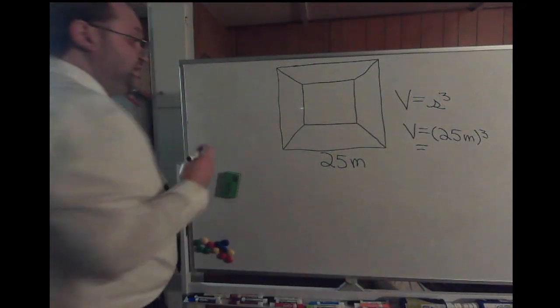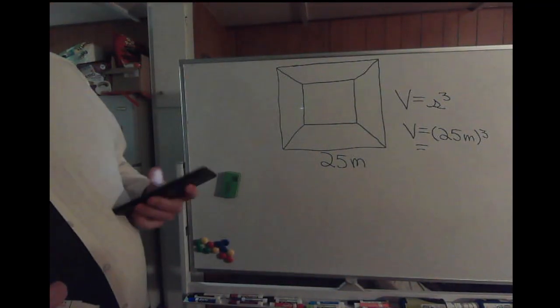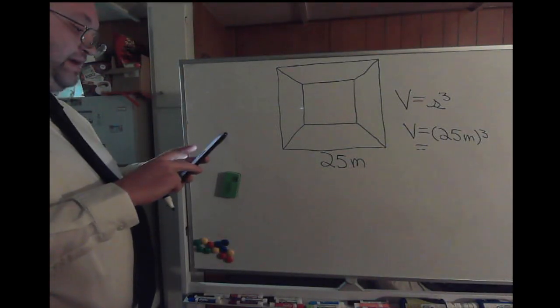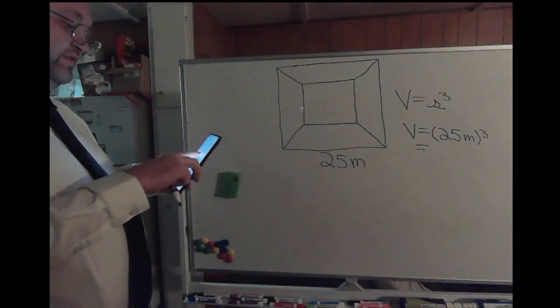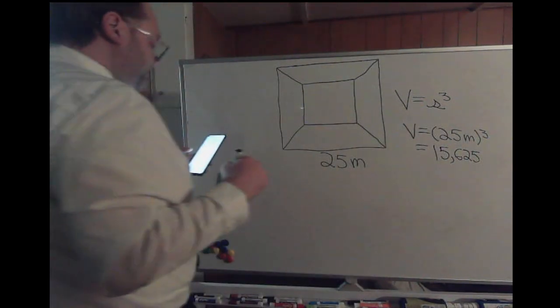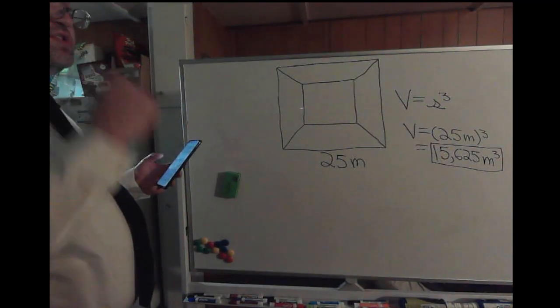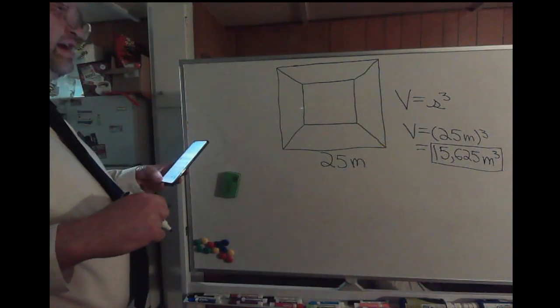And of course, this is where I need to break out the calculator, because what is 25 to the third power exactly? I know 25 to the second power, but I don't know it to the third power, so I'm going to have to use a calculator. So that would come to 15,625. That's 25 to the third power. The meters to the third power, well, that would be just that, meters to the third power. So the volume of this cube is 15,625 meters cubed, or cubic meters, however you want to say it.